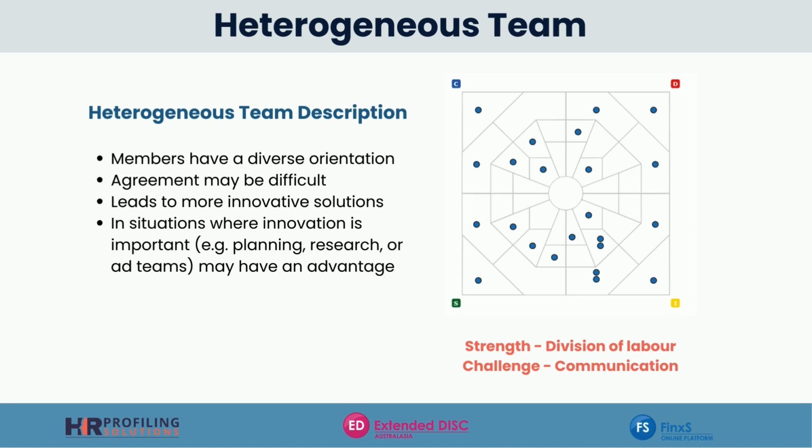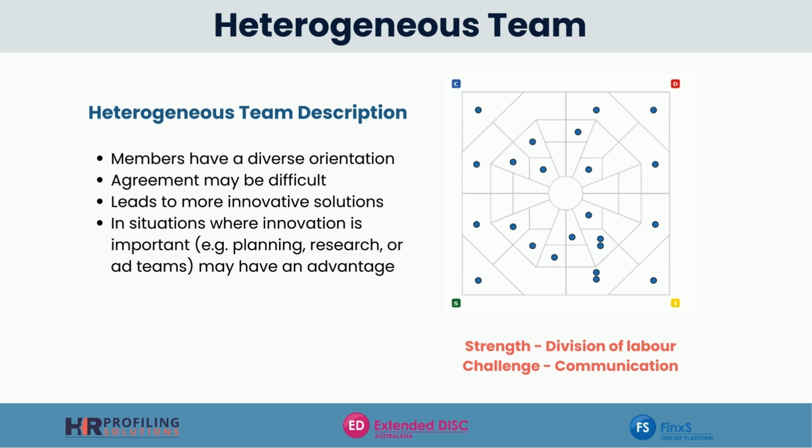This is the heterogeneous team description. I would have to say this tends to be the more common, but this is where members have a diverse orientation. So the little circles are plotted right throughout the shotgun map, fairly evenly. Agreement might be difficult. Now this is because they're thinking differently, they need different things, their communication might be laid out differently. And for those of you that have listened to my other webinars, you'll know that I'm quite a big one about bringing up how someone's attitude to activities can result in conflict.